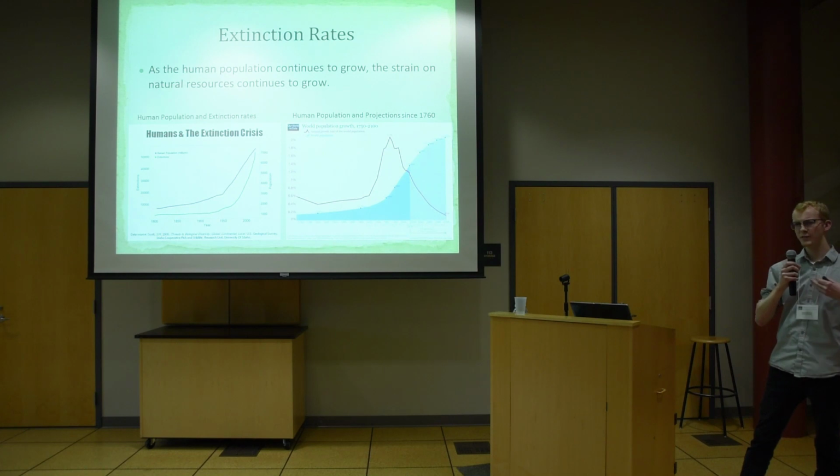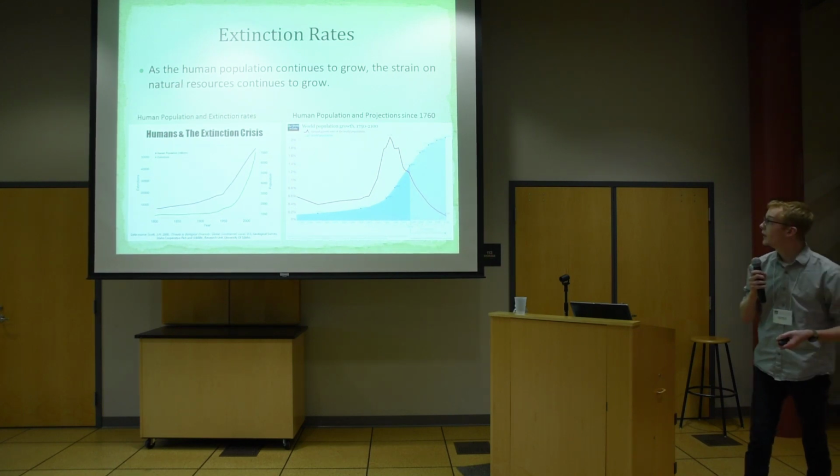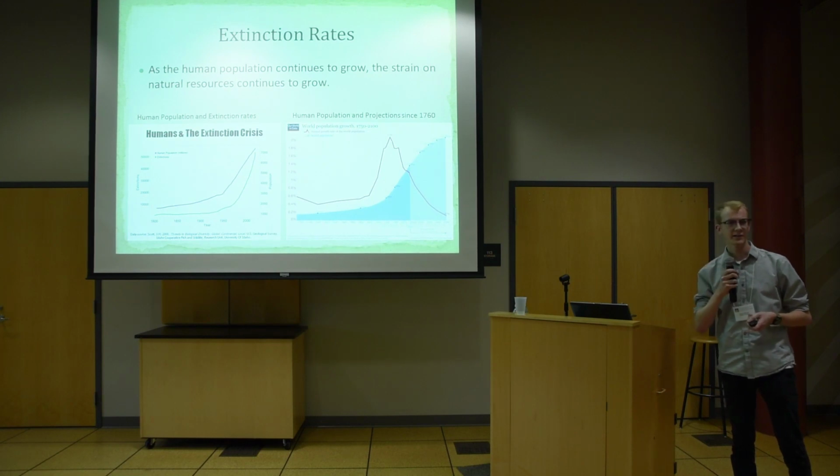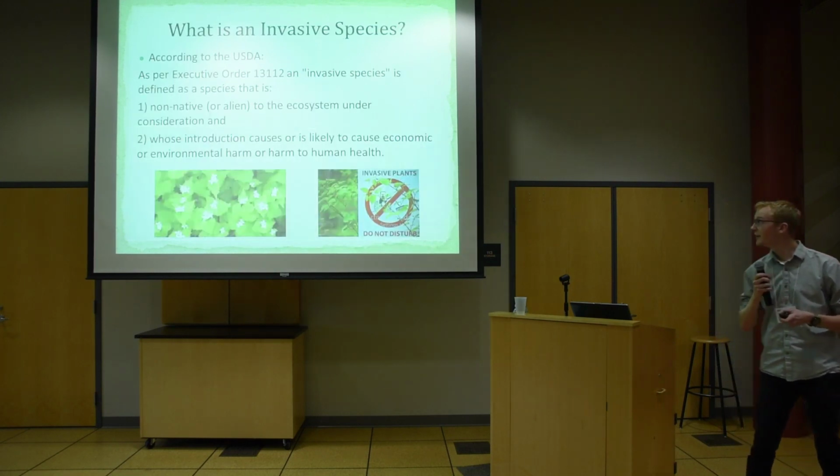The general estimate for how many species you would expect to go extinct per year is usually only about 1 to 3. We're seeing thousands upon thousands of species, and many that we may not even know about yet, because we're still discovering species every year. So it's kind of dire times, more or less.